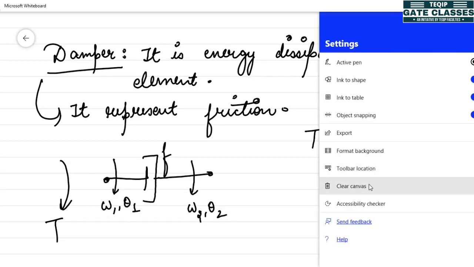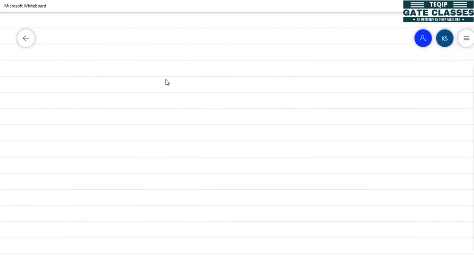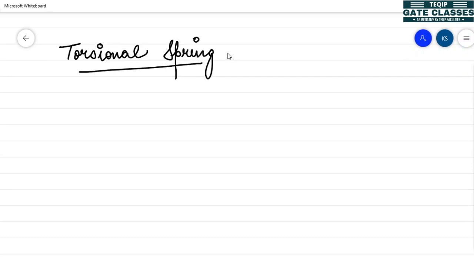Now let us discuss the third element, that is the torsional spring. You can relate it with the shaft which is coupled between a motor generator set. You have observed a motor generator set in which there is a shaft. So the torsional spring represents that shaft only.